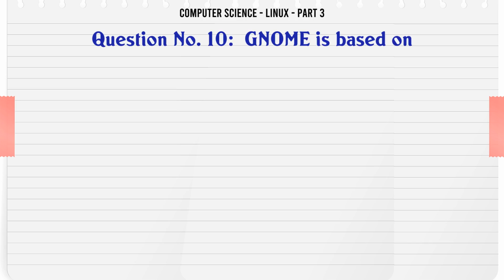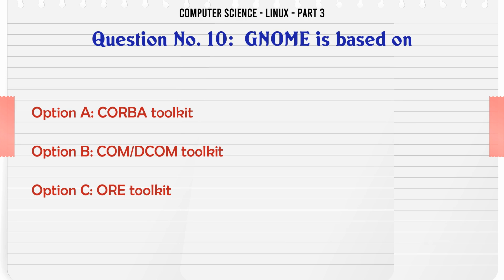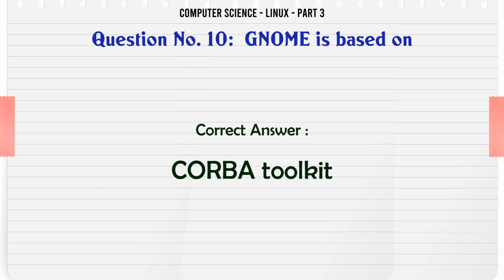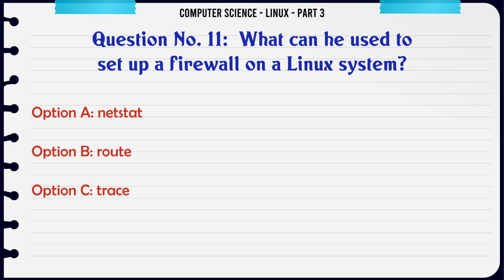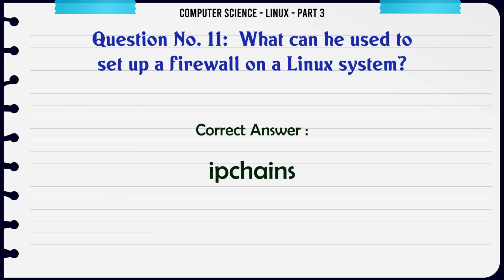GNOME is based on A. CORBA toolkit. B. COM toolkit. C. ORB toolkit. D. OLEDB toolkit. The correct answer is CORBA toolkit. What can be used to set up a firewall on a Linux system? A. netstat. B. route. C. trace. D. ipchains. The correct answer is ipchains.